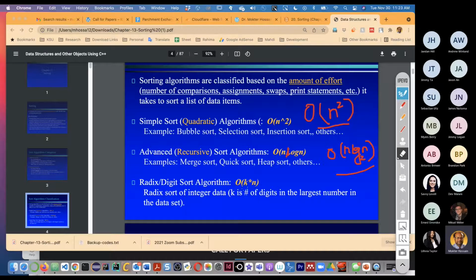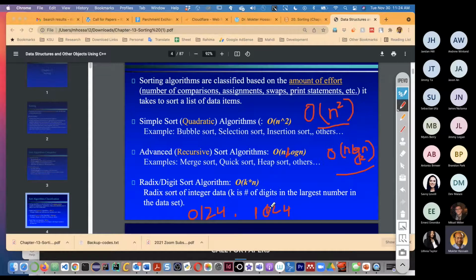Here n is the number of data items and k is the number of digits in the largest number. For instance, if you have a number like 1024, k will be 4 because you have four digits. So there are 4 digits over here, k will be 4, and we can put a 0 in front of the other numbers so that all of them will be 4 digit numbers. Then k will be 4, and n is the number of numbers.